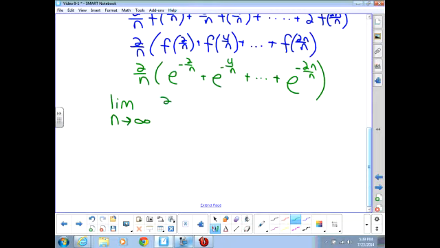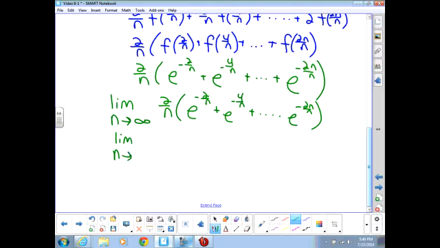And we'll just rewrite for right now the 2 over n, e to the minus 2 over n, plus e to the minus 4 over n, plus dot, dot, dot, e to the minus 2n over n. And now we'll just write it as a summation. So we'll do the limit as n approaches infinity. We're doing right-hand endpoints.